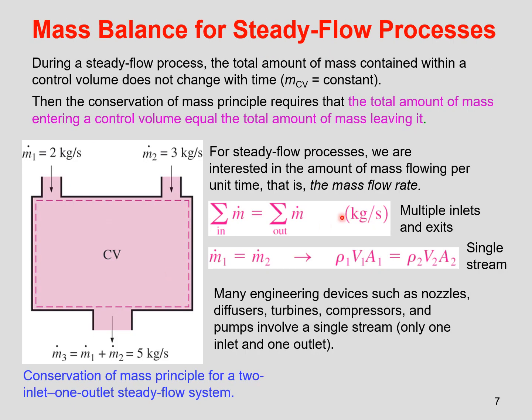So, mass balance for steady flow processes. During a steady flow process, the total amount of mass contained within a control volume does not change with time. This is typically the kind of case we have in industry, where we have a plant, a steam plant for example, up and running.